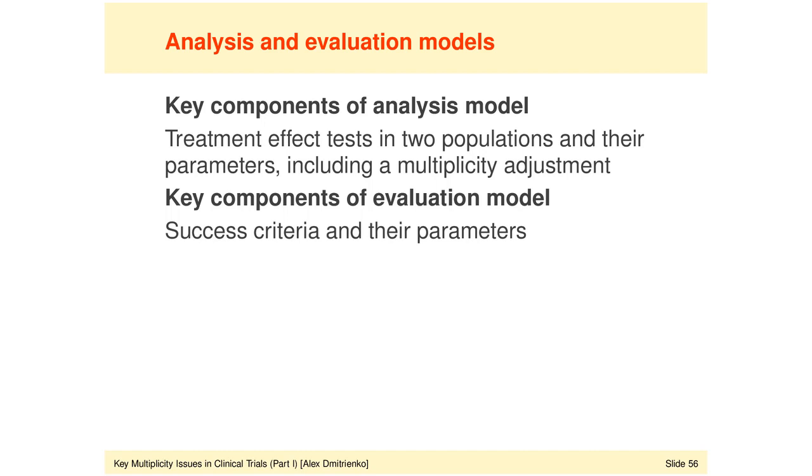The remaining 2 components, the analysis model and the evaluation model in example 5, are defined on this slide. Beginning with the analysis model, we need to set up the treatment effect tests in the 2 populations and their parameters, which includes a multiplicity adjustment. And with the evaluation model, we need to specify success criteria and their parameters, as we did in example 4.